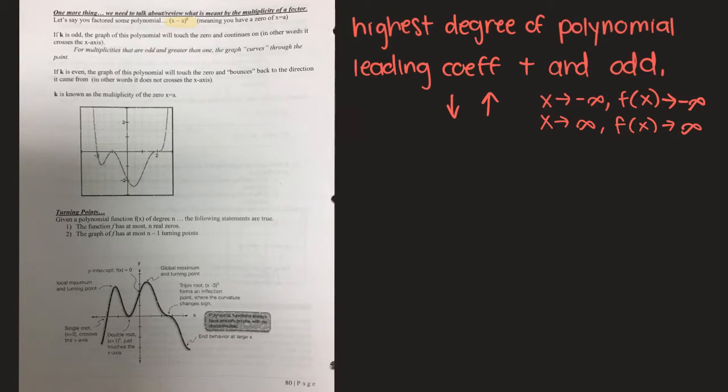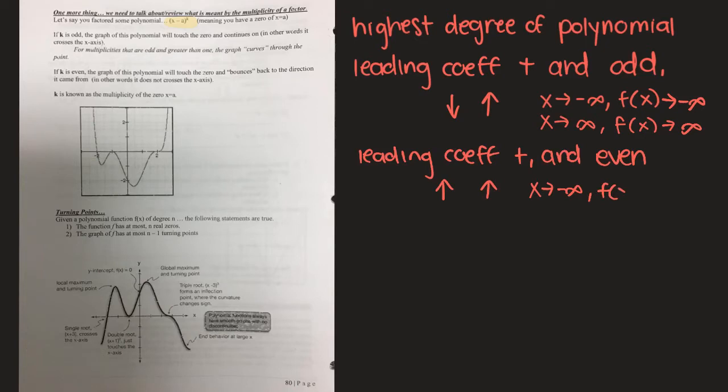Okay, so if we have a leading coefficient that is positive and the highest degree of the polynomial is even, then what happens is this function is going up and up on both ends, meaning as x goes to negative infinity, f of x is going to infinity, and as x approaches infinity, f of x is approaching infinity.